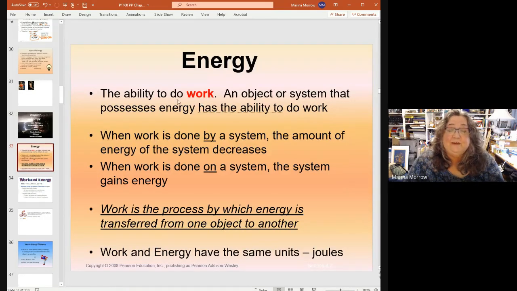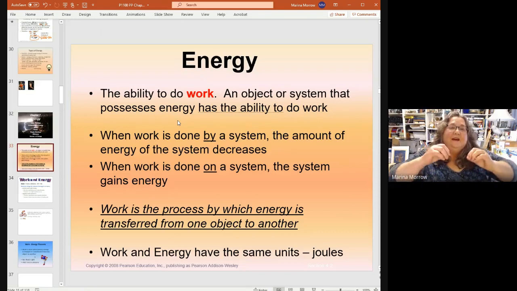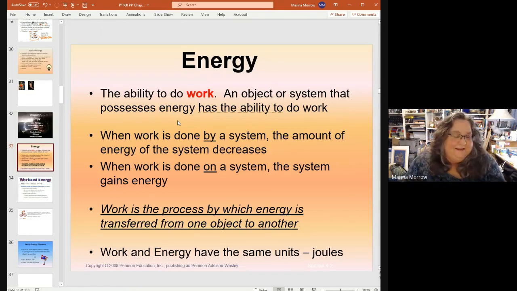Sometimes energy is called the ability to do work. So an object or system that possesses energy has the ability to do work. So it could have electrical energy. It could have heat, like your automobile engine has heat because it's burning gases. Those gases push on the cylinder, and that provides the force to make your engine go in a combustion engine. And so anyway, the energy is there, and that energy can do work.